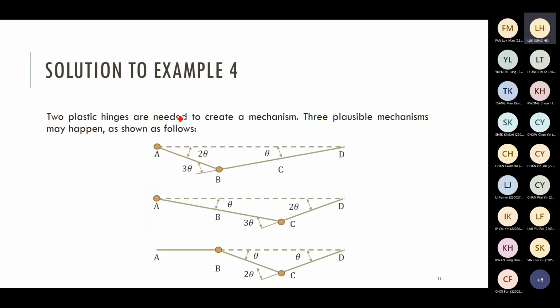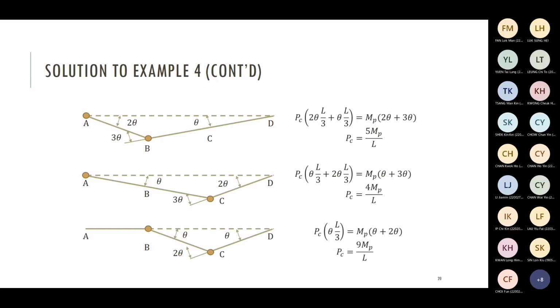When we take a look on the solution, you can see that 2 plastic hinges are sufficient to make the structure collapse. But we have different combinations. So we have 3 combinations, AB, AC, and BC. We have to try all 3 combinations.